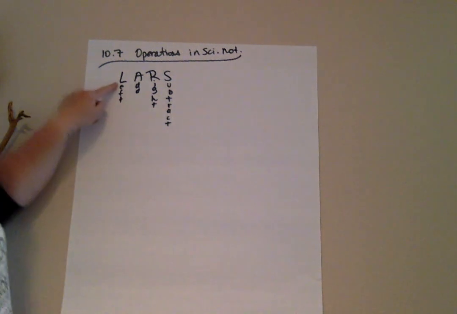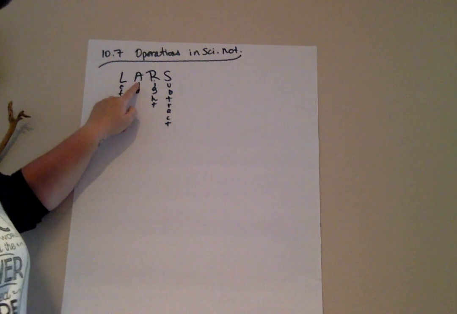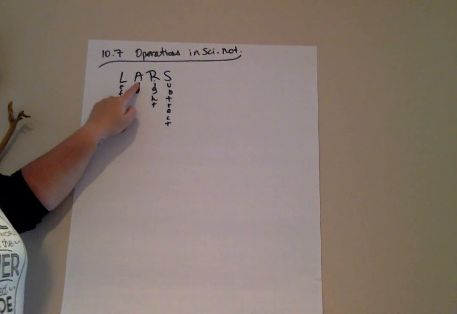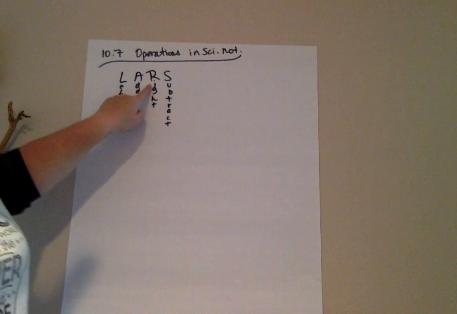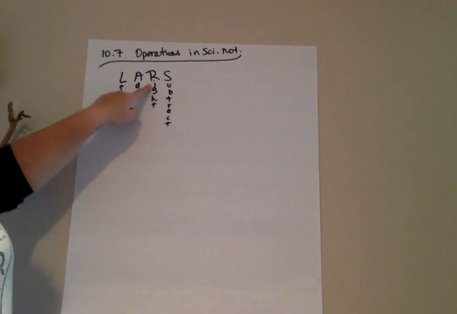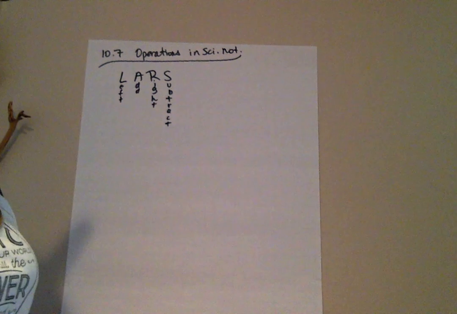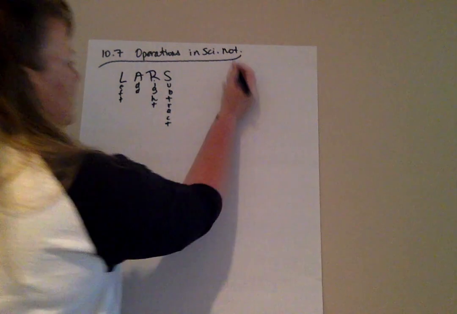If you move the decimal to the left, you are going to add however many times you moved that decimal back onto the power. If you move the decimal to the right, which we only saw once, but that's okay, you are going to subtract however many times you moved that decimal from the power. And we need to draw Lars.